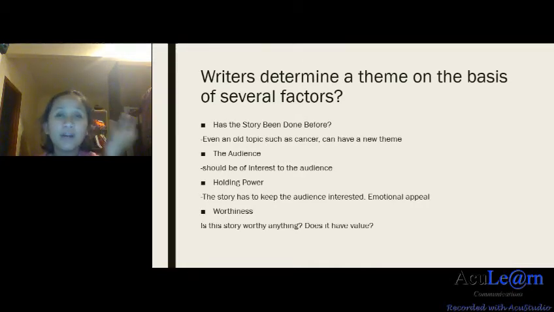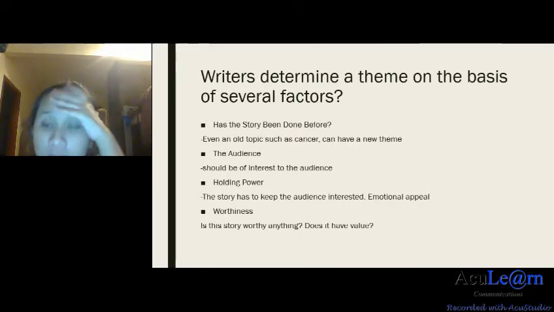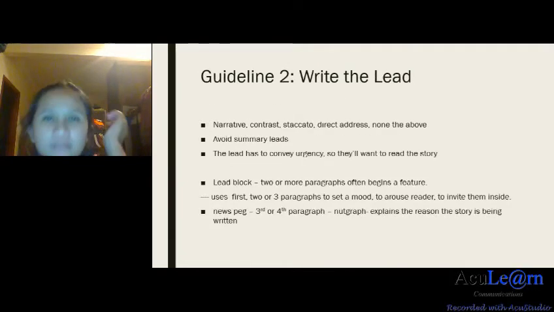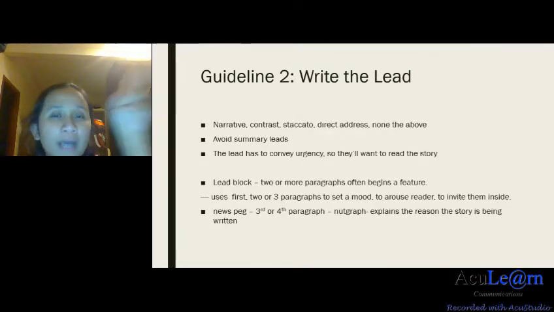you can beautify your story in feature story only. So I repeat, in a hard news story, never include your opinion, only include your opinion and your elaboration in feature stories. Okay, and coming back to the fourth point, which is worthiness. So you want to ask yourself whether this story is worth anything, does it have value? So ask yourself that. And coming to the next one, which is guideline number 2, you write the lead.